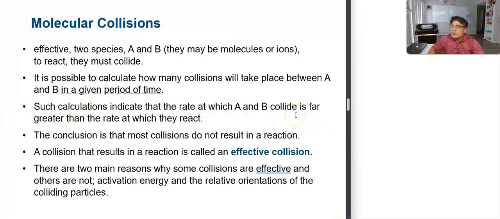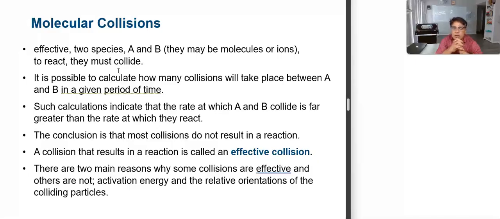Let's discuss molecular collision. More collisions, more reaction. For two species A and B, whether they are molecules or ions, to react they must collide. It is possible to calculate how many collisions will take place between A and B in a given period of time, and such calculations indicate that the rate at which A and B collide is far greater than the rate at which they react.